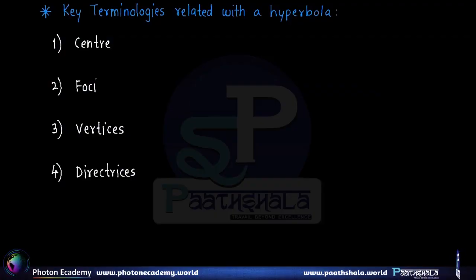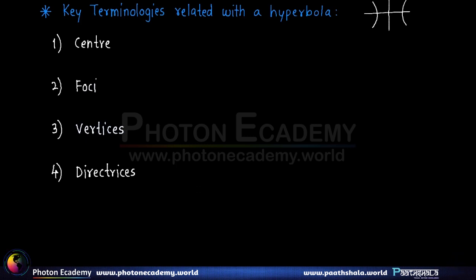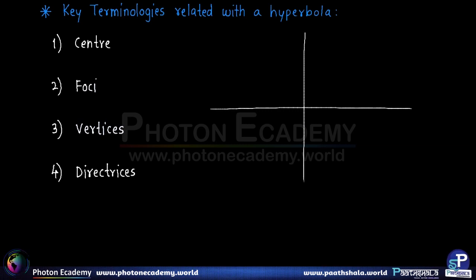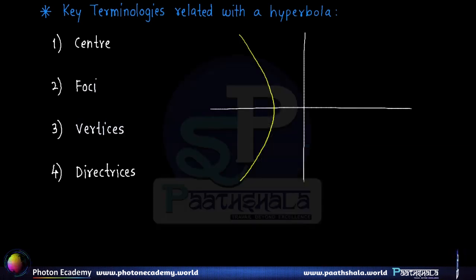Now let us learn about the important terminologies related with a hyperbola. Here, we'll be considering the standard hyperbola that is in the horizontal position. The center of the hyperbola is the point which is at the center. Suppose we consider a figure of hyperbola like this. This yellow colored curve are the two branches of hyperbola. Now the center is nothing but origin. So for the standard hyperbola, the center is origin 0, 0.